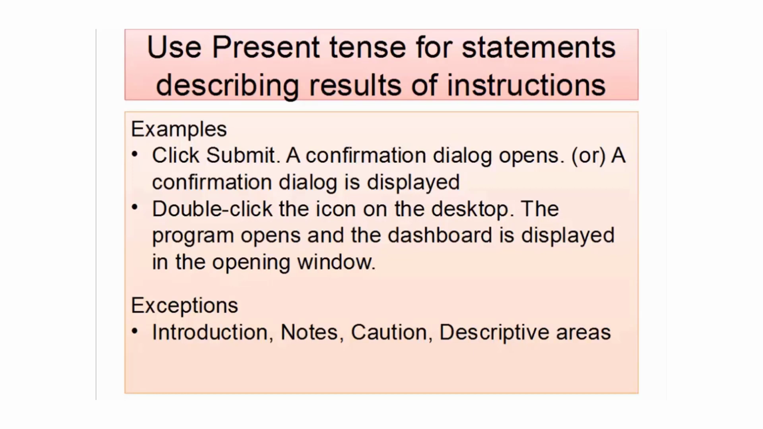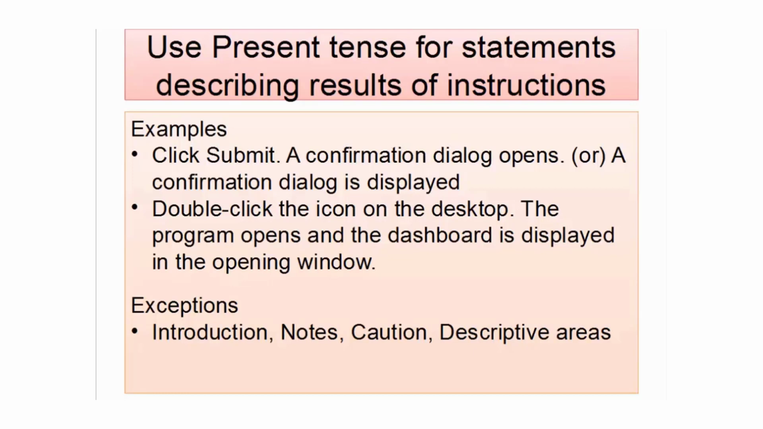The will in the sentence, a confirmation dialog will open, implies the future tense. Using the present tense comforts the user of something that is happening right now. Here's another example. Double-click the icon on the desktop. The dashboard appears in the opening window.